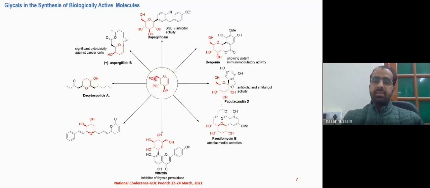These molecules have been successfully utilized in the synthesis of some of the biologically active molecules, in the total synthesis of various drugs like dapagliflozin. Starting material is glycal, and this virginiaoside, this molecule is isolated from Virgilia ciliata, and the total synthesis of this molecule has been successfully completed by utilizing glycals, and some other biologically active molecules like aspergillite, vitrixin. All these molecules could be synthesized by utilizing glycal as a starting material.